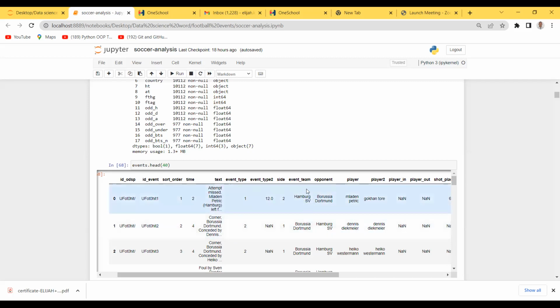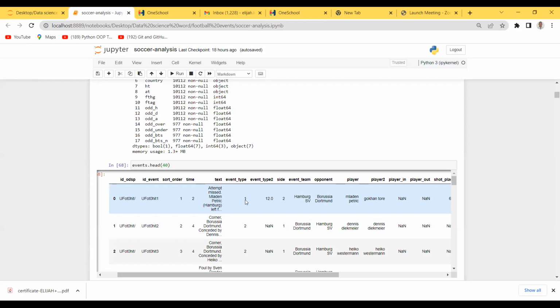In our example, we saw that the event 2 is the away team. So Hamburg SV is the away team, and Borussia Dortmund is the home team. The player that made that event is this player. So the home team is Borussia Dortmund and the away team is Hamburg. Exactly.